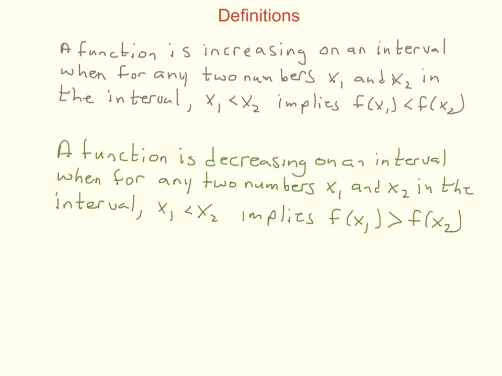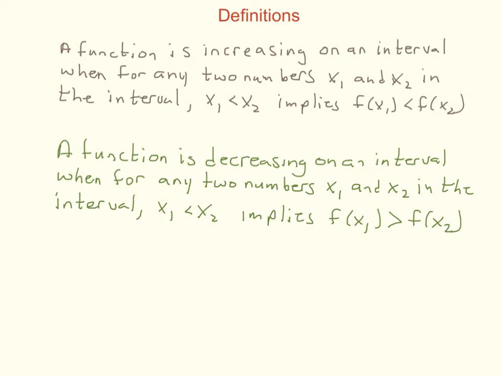And in this case, to be an increasing function, what it means is for any two numbers, x1 and x2, in an interval, if x1 is less than x2, then f of x1 would be less than f of x2. In other words, when I put a smaller number into a function, I will get a smaller value out. So x1 is smaller than x2, f of x1 is smaller than f of x2.